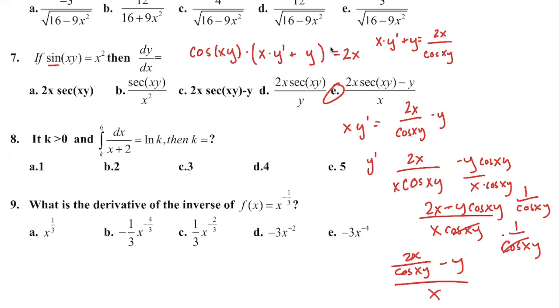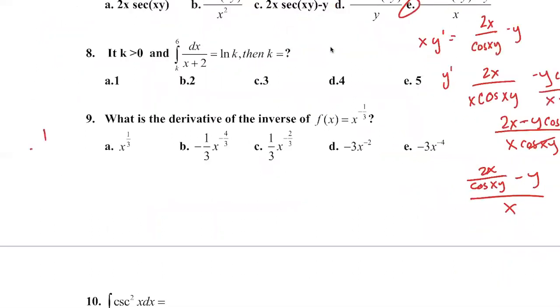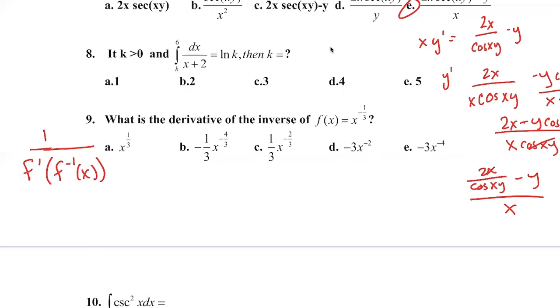Other questions? Go ahead. Yeah, can we go over the process of 9? Of 9. Okay, so really with the derivative of the inverse, you need to know the formula. And the formula is 1 over the derivative of the inverse function. So on this one, they give you the function. So we need to find two things. We need to find the derivative of it, and we need to find the inverse of it.